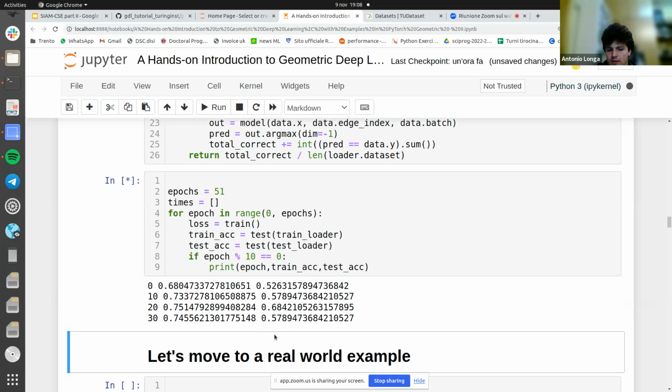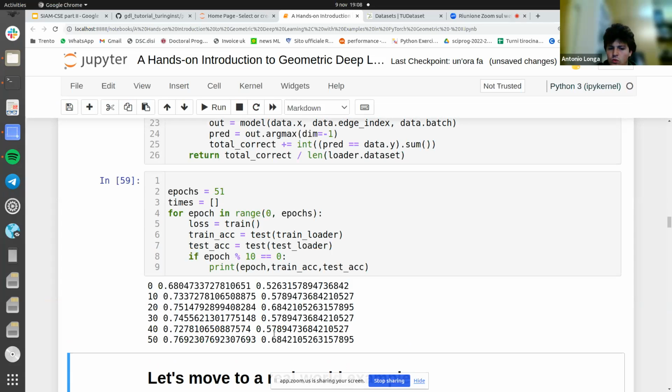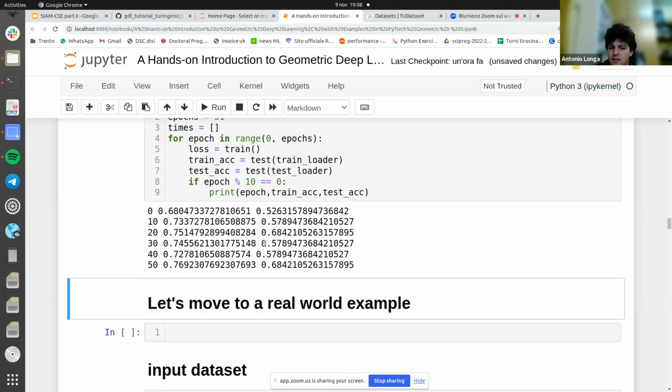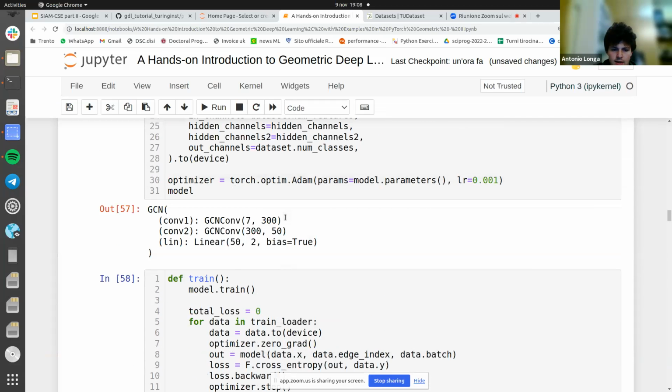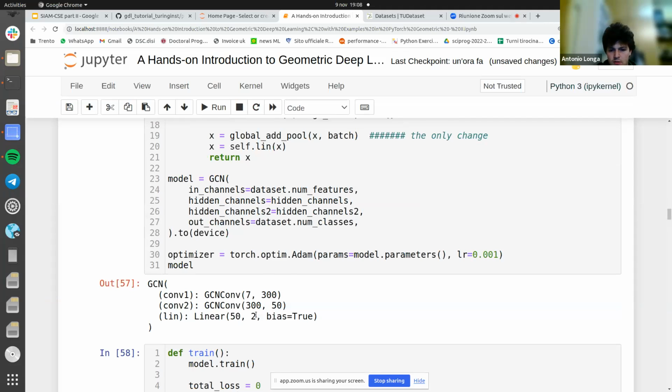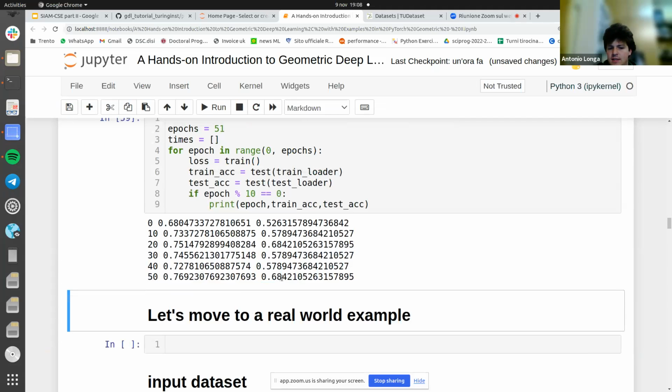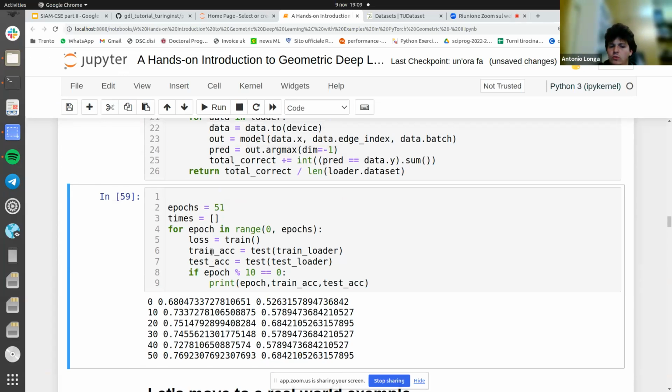There is a lot of work that one can do to improve this network, but it's just for the sake of example. By the way, at the end, we have for these, I don't remember how many classes there were, 2 classes, so it's not so good. We have almost 70% of accuracy in 50 epochs. And once again, I'm not showing you state-of-the-art models, but I'm trying to give you an idea of how this model works.